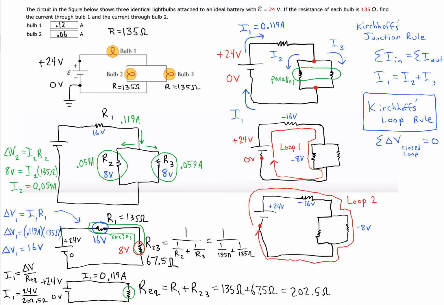All right, so which bulb is brightest here? Well, if you recall from last time, the power is determined by multiplying the current through the bulb times the potential difference of that bulb. So for our first bulb, it ends up being 0.119 amps times 16 volts, 1.9 watts.